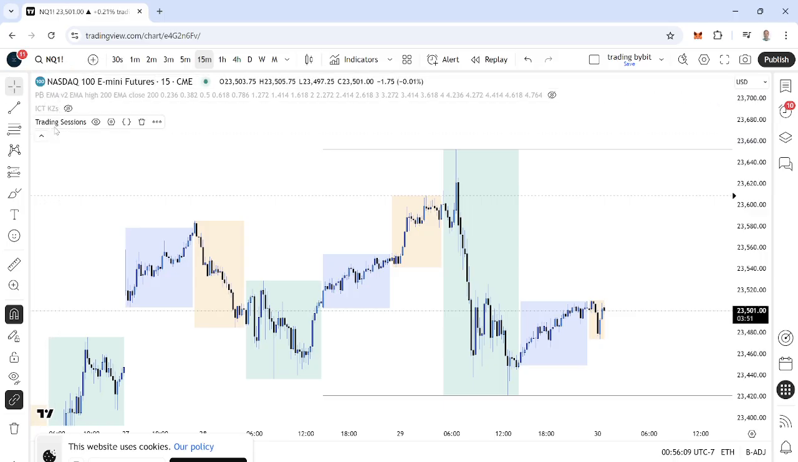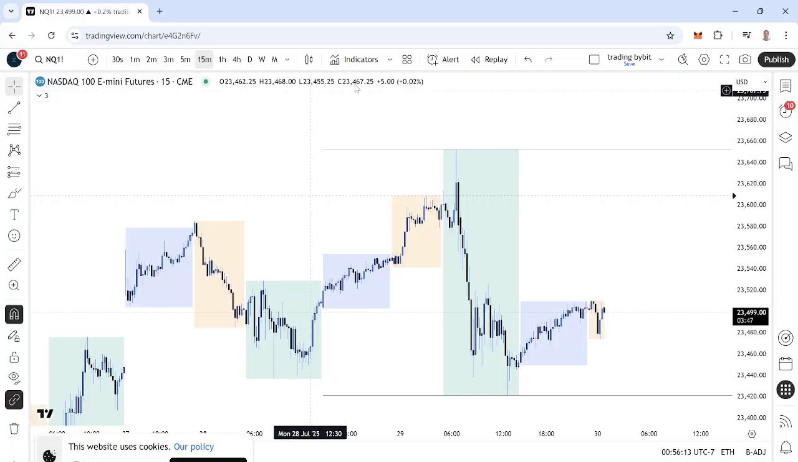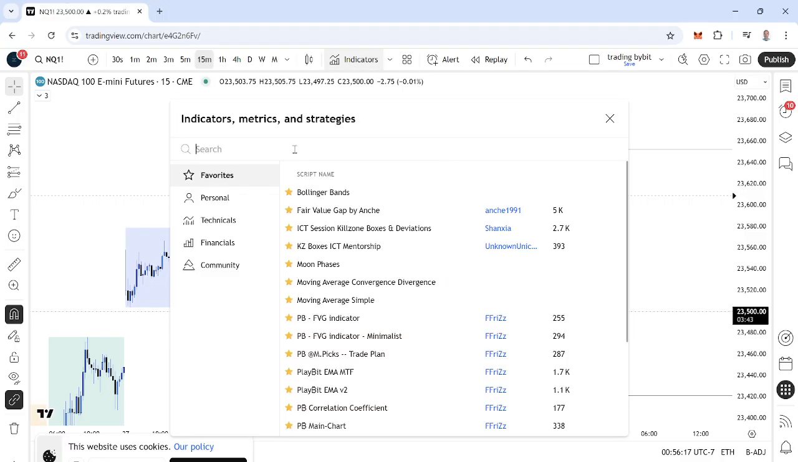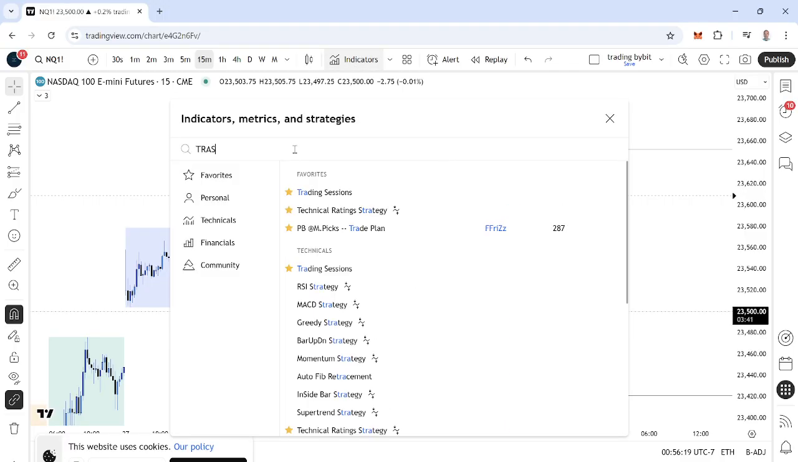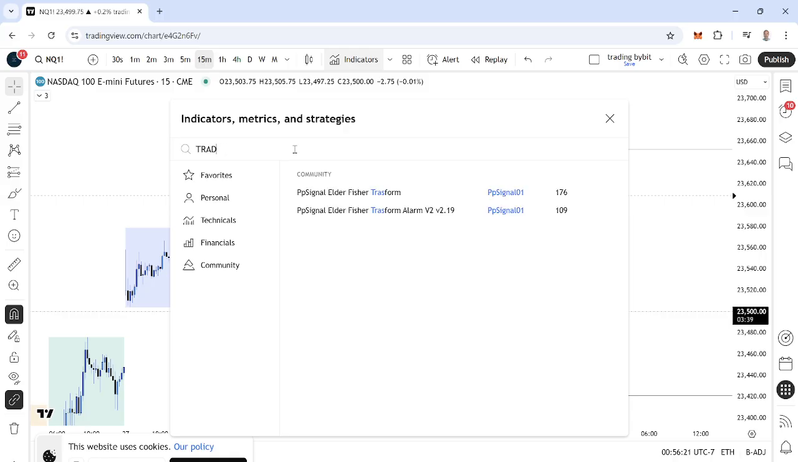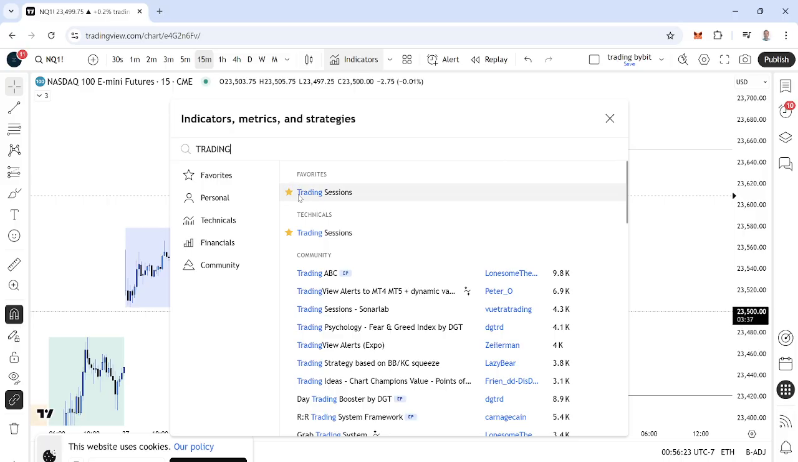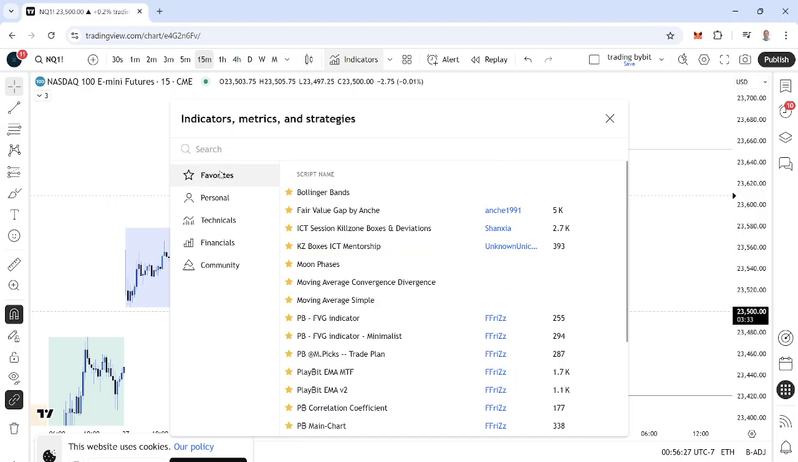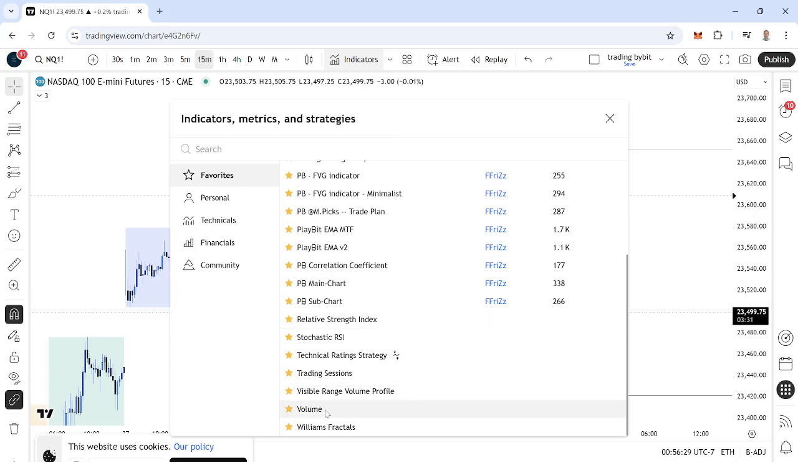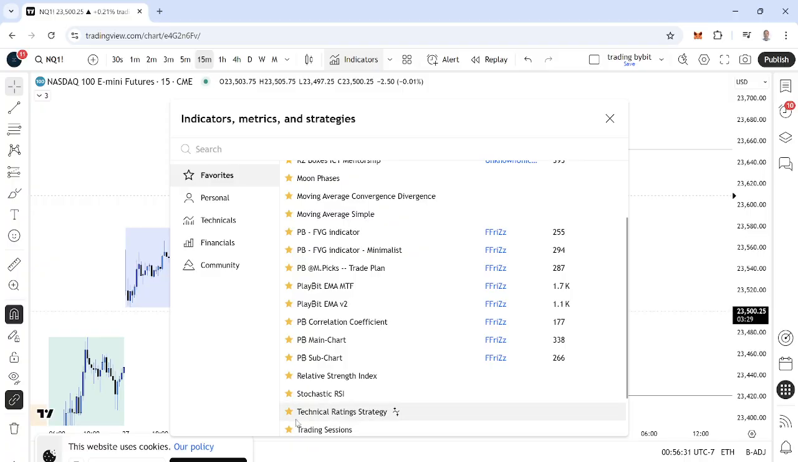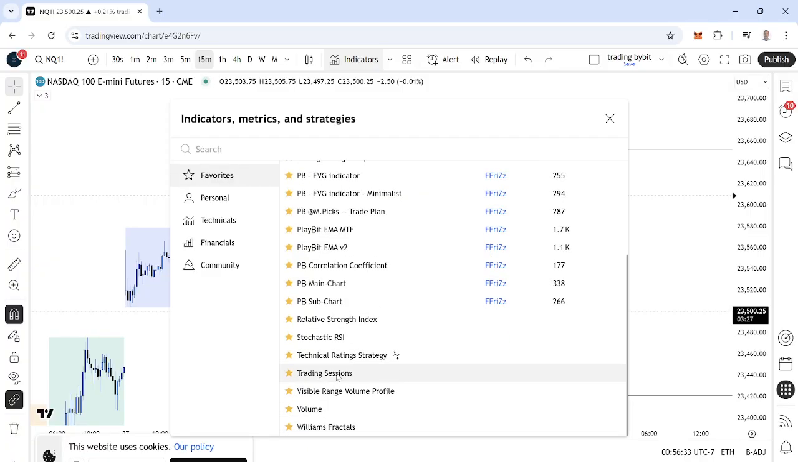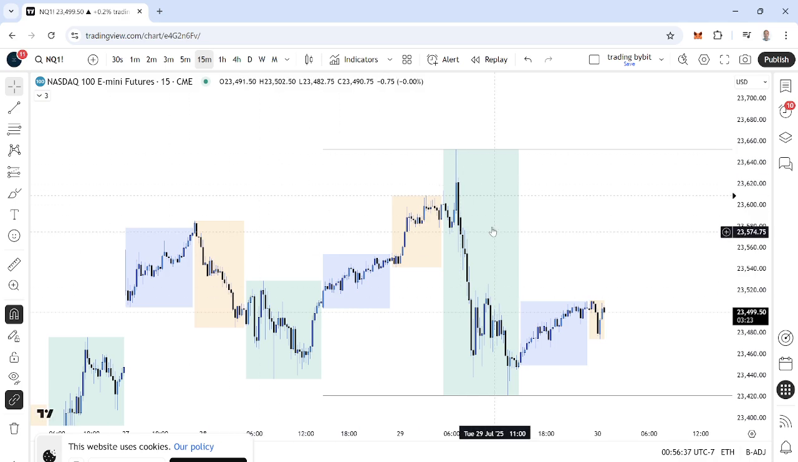What you need extra is trading sessions. That's the indicator we actually need. If you go to indicators, you press it, you search trading session, you mark this one as a favorite, and you will always get it. Then it will be in your favorites, and you can always look for it here. You press it, click left on it, and it will appear.